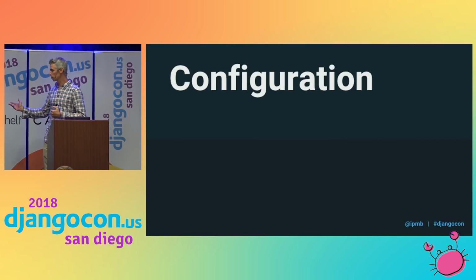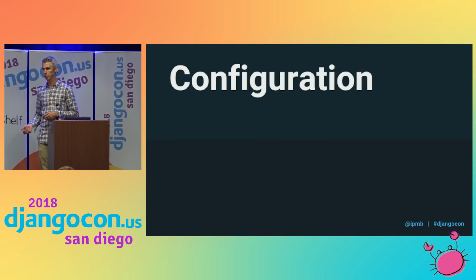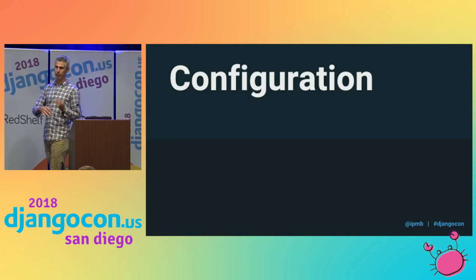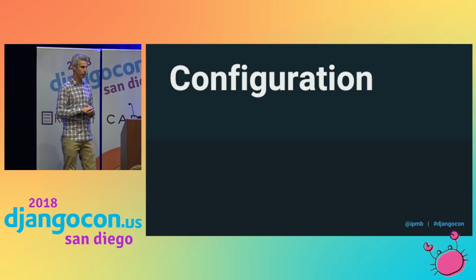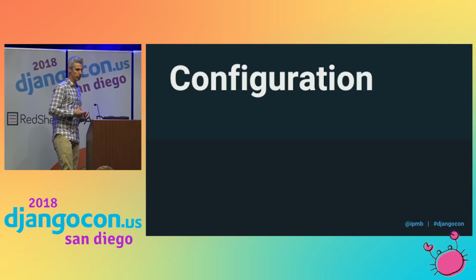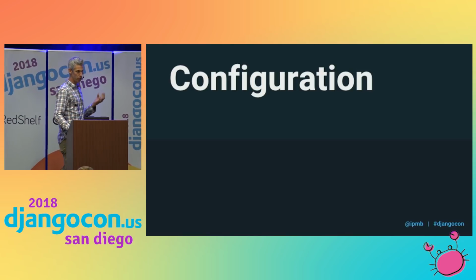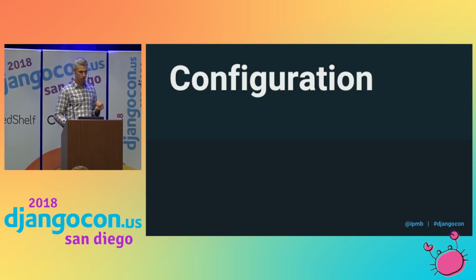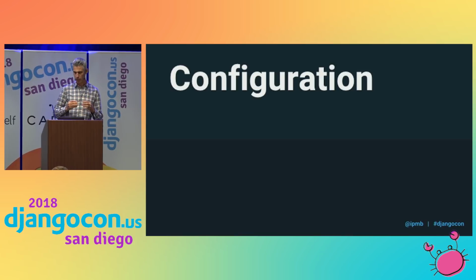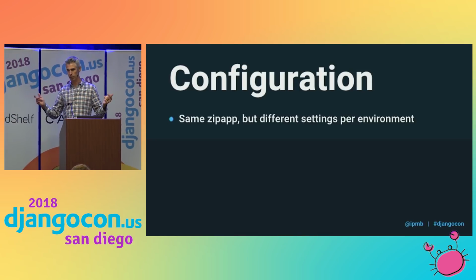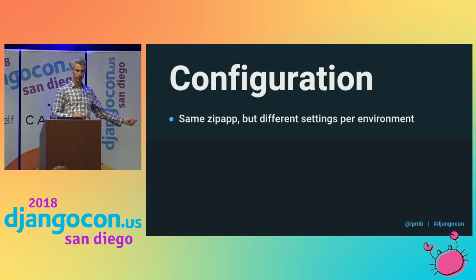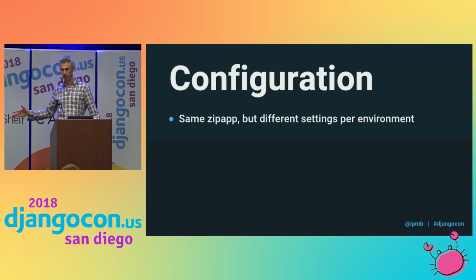So the next part we need to figure out is configuration. A lot of times you'll see people installing Django apps and then mucking around with settings files or creating them dynamically and kind of injecting them into the project. That won't work with this solution. You kind of have a frozen state of your Python app. So we want to run the same zipapp, but we want to run it in different environments. We want to run it for our tests, we want to run it in staging, we want to run it in production.